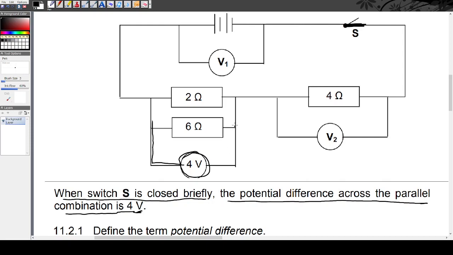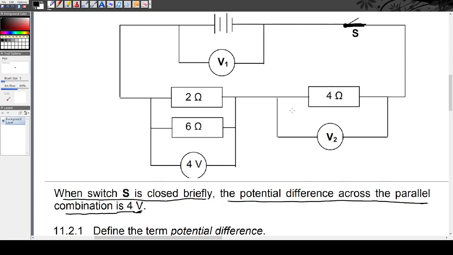Remember, resistors in parallel have the same voltage. It means the 6 ohm resistor will use 4 volts and the 2 ohm resistor will use 4 volts. Both of these resistors will have the same voltage. Keep that in mind.